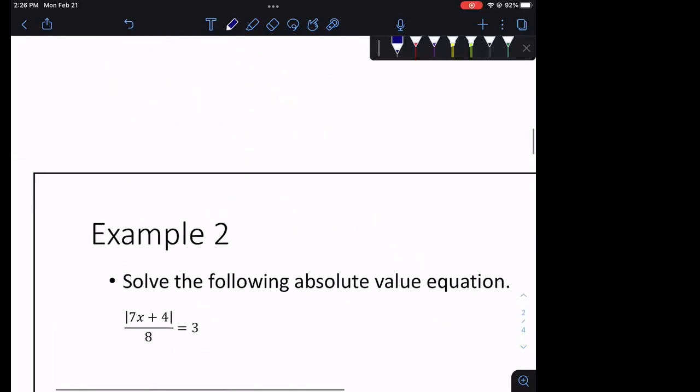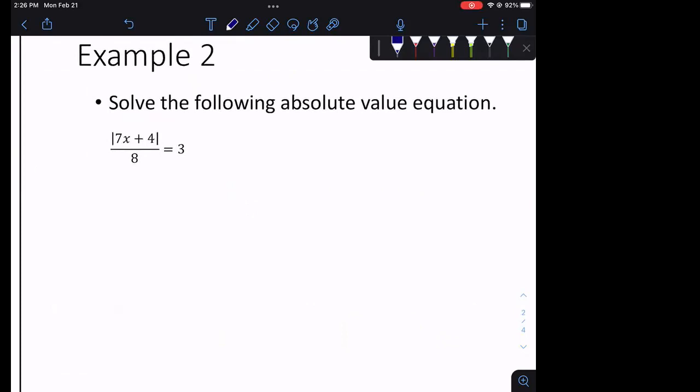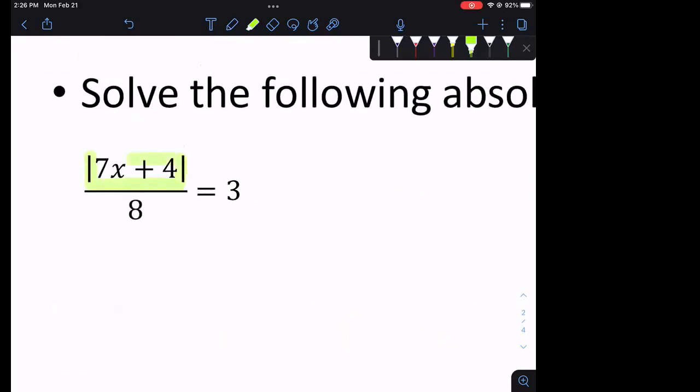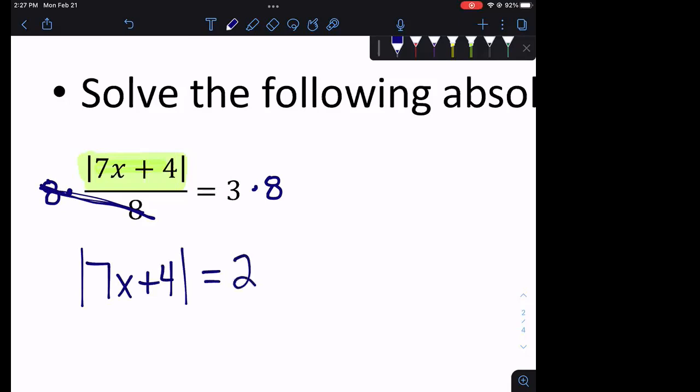The next one here, we have our absolute value bars and they're stuck in the numerator of a fraction. So for this one, if we wanted to isolate those absolute value bars, we're going to have to start off by getting rid of that denominator of 8, which means we're going to multiply both sides by 8. So that's going to cancel on the left side here, leaving us with the absolute value of 7x plus 4 equals 24.